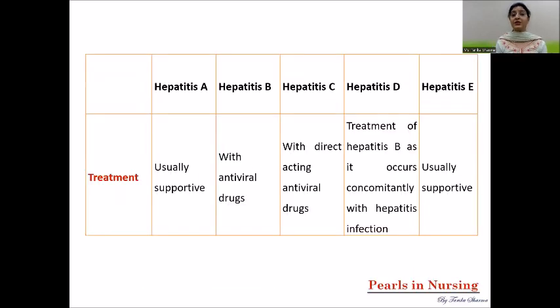Next difference is on the basis of treatment. How can we treat? Whether the treatment is required or not required. So basically for the treatment of hepatitis A and E, we do not use any specific therapy. We give the supportive therapy only. So the treatment or the management of hepatitis A and E is usually supportive. When we talk about hepatitis B, C, and D, hepatitis B is treated with the help of antiviral drugs. Usually, when a person is having chronic hepatitis B, then only he'll be needing the therapy. Otherwise, the supportive management is used for the management of a patient with acute hepatitis B infection.